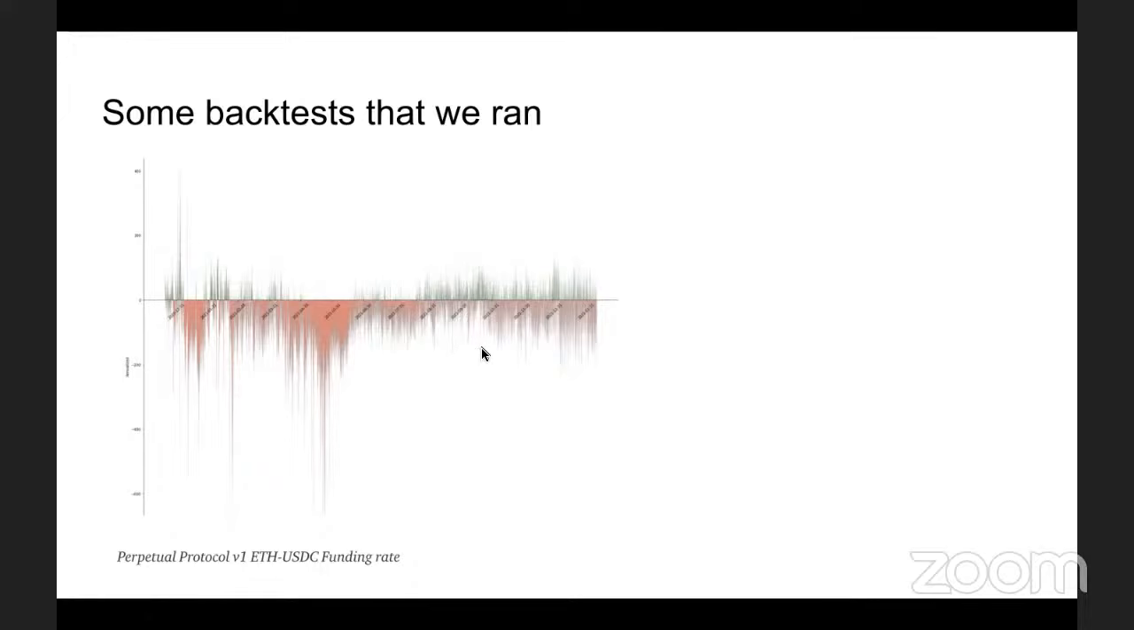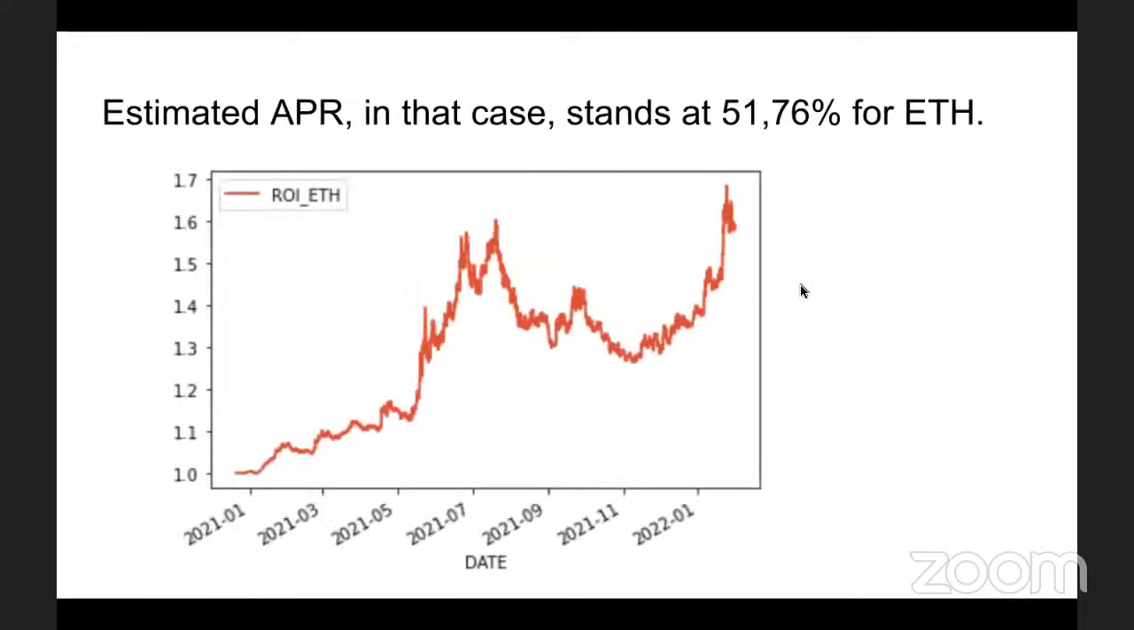So, coming back to the strategy, you would open a 1x long on Ethereum, and besides the same exposure that you would have with Ethereum, you would also squeeze out some funding rate on top of that, based on the backtest that we ran. Estimated APR would be something like 51%, and the period of time was a bit longer than one year, so ROI was even higher.